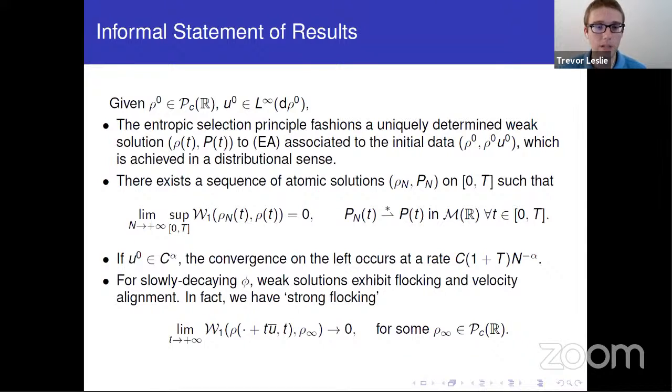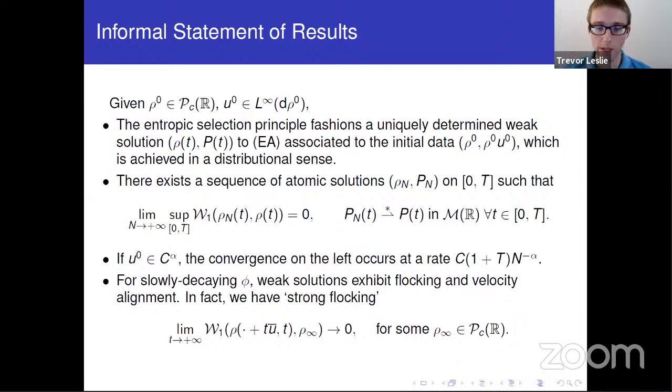Okay, so I'm close to out of time, and I don't have time to give any proofs, but let me quickly summarize what it is that Changhui and I have actually managed to prove. First of all, we showed the existence of a distinguished weak solution for initial data consisting of a compactly supported probability measure, rho naught, and a velocity, u naught, which is L infinity with respect to d rho naught. Next, we proved that a certain Cucker-Smale approximation scheme converges to our solution in Wasserstein 1.